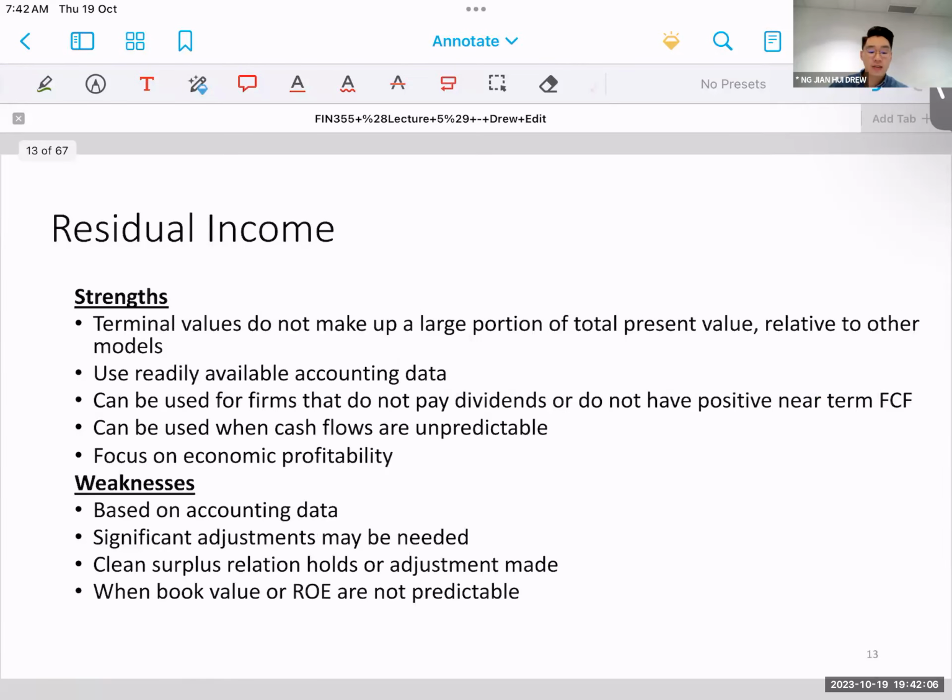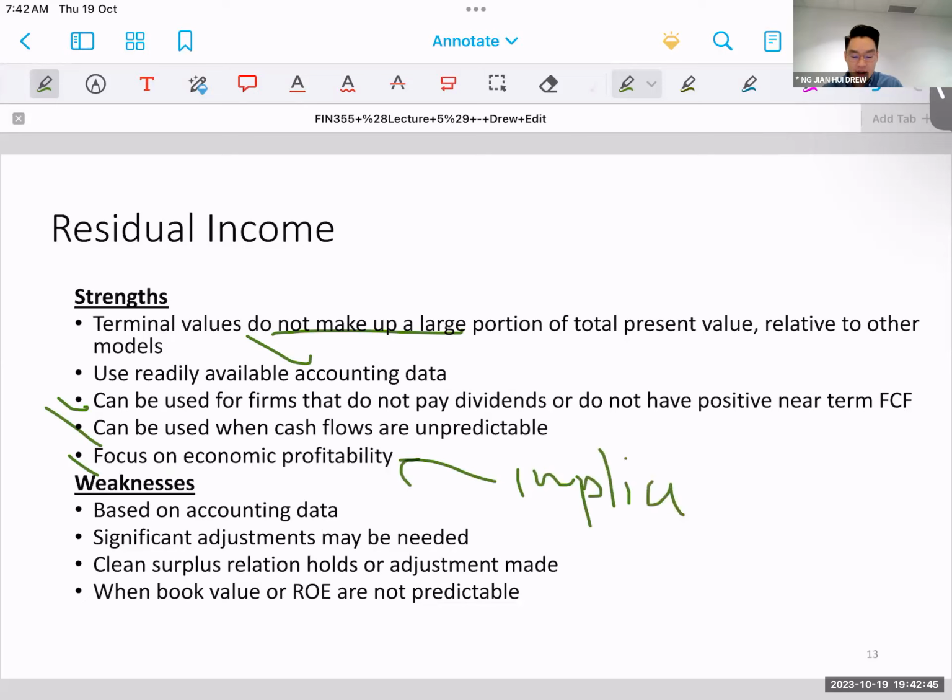So, a couple of strengths of the residual income model. We know that the terminal value does not make a large proportion, because the so-called terminal value is just the PV of RI, which is growing at a stable rate, right? Which is what we talked about. Of course, we use accounting numbers. Firms that do not pay dividends or have negative cash flow can choose residual income. If cash flow is unpredictable, residual income focuses on income and profits, which talk about the implicit costs as well, right? The implicit costs here.